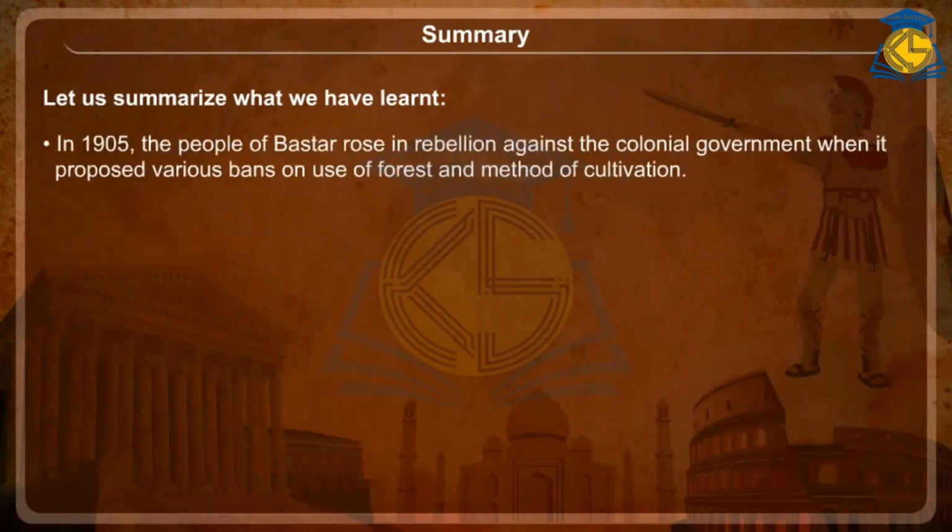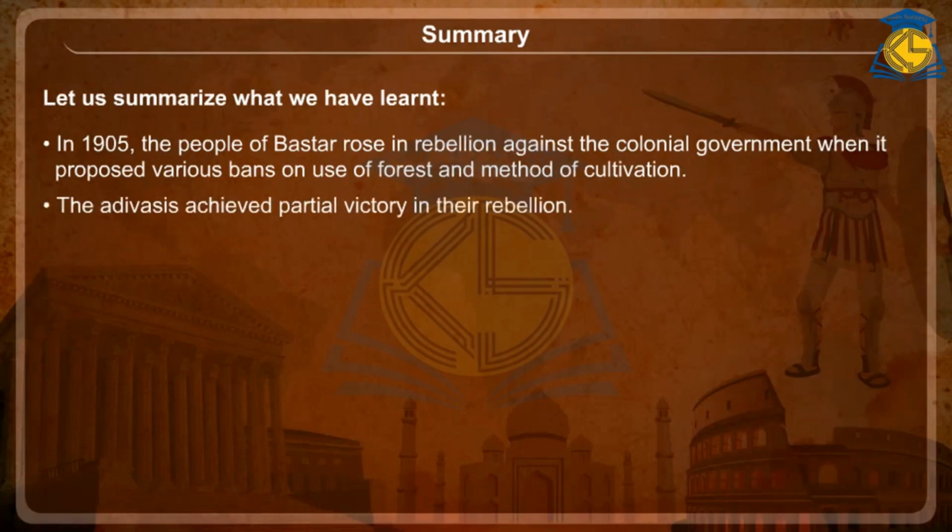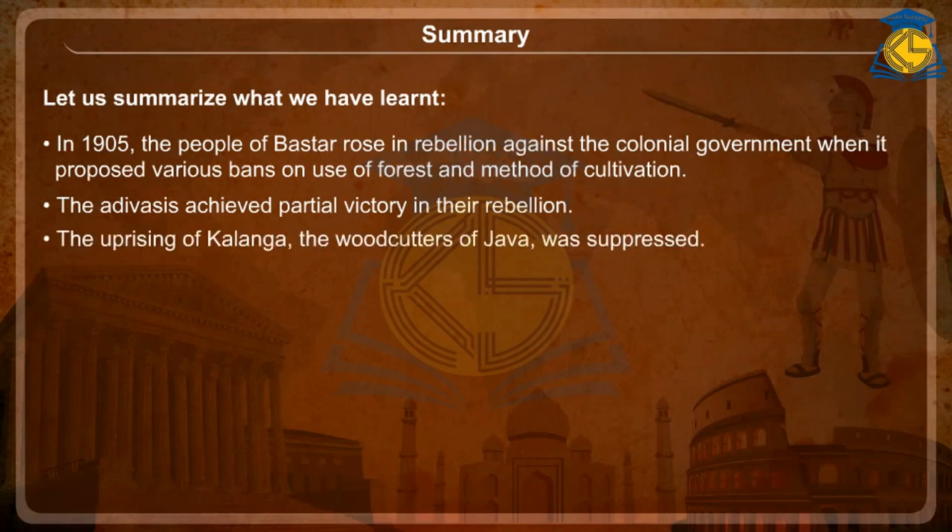In 1905, the people of Bastar rose in rebellion against the colonial government when it proposed various bans on use of forest and method of cultivation. The Adivasis achieved partial victory in their rebellion. The uprising of Kalangs, the woodcutters of Java, was suppressed by the Dutch colonizers.